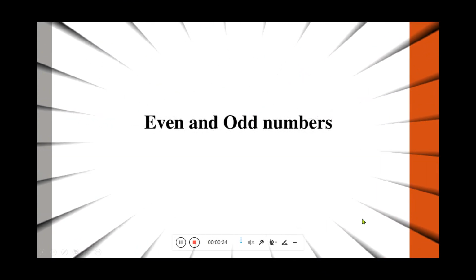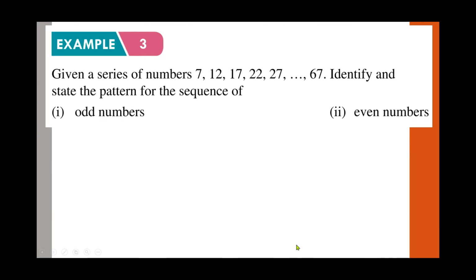Even and odd numbers. Okay, what about even and odd numbers? For example, you look at the example given here. Given a series of numbers, 7, 12, 17, 22, 27, dot, dot, dot, until 67. Identify and state the pattern of the sequence of odd numbers. Okay, so how are we going to identify and state the pattern of the sequence for odd numbers?